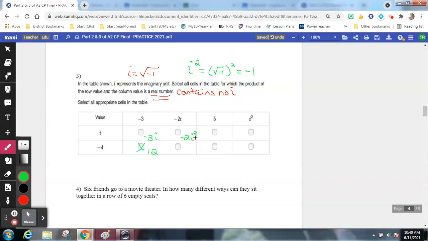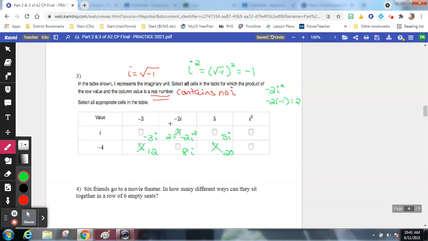So technically, this negative 2i squared that I have is the same as doing negative 2 times a negative 1. So anytime I get an i squared, I can replace it with negative 1, which makes this a positive 2. So this is actually an answer. Negative 4 times negative 2i is a positive 8i. Still have an i, so it's not that one. 5 times i is 5i. That's not it. Negative 4 times 5 is a negative 20.